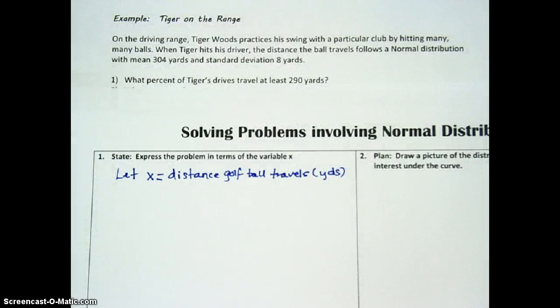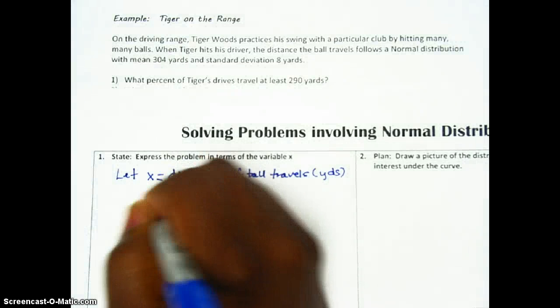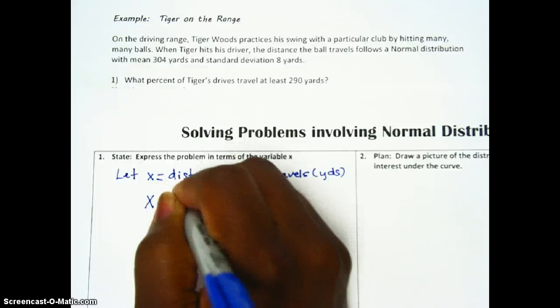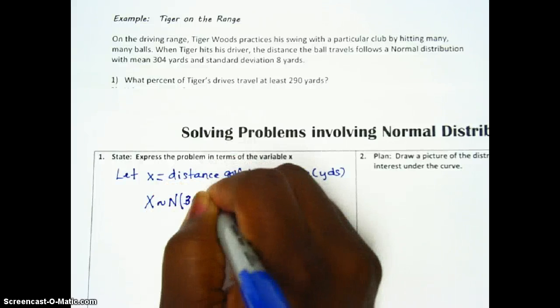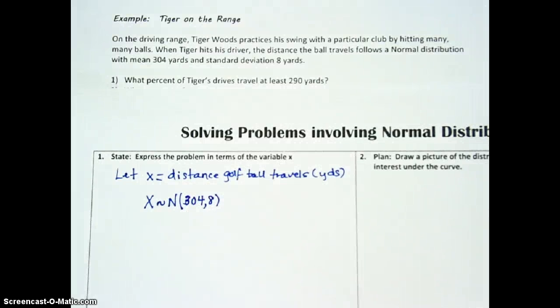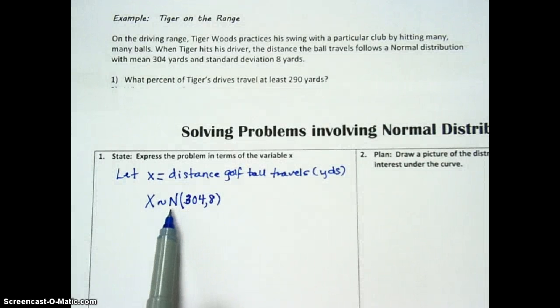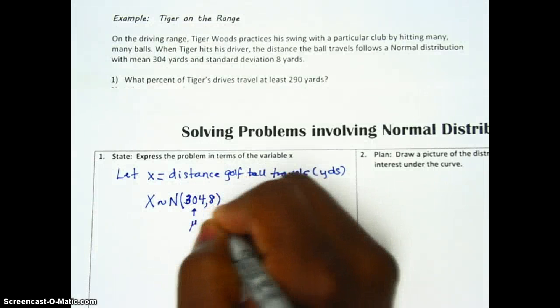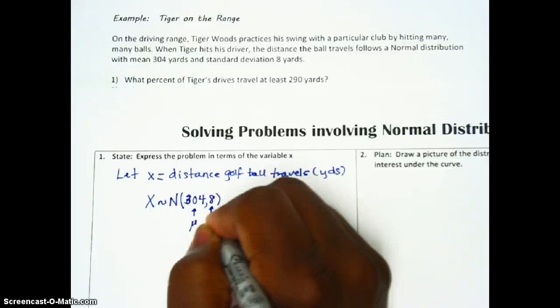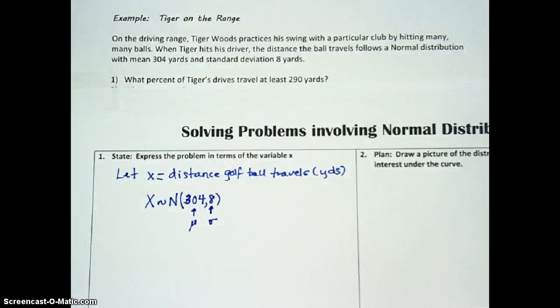Then we want to tell what we know about that variable x. X follows a normal model with a mean of 304 and a standard deviation of 8. Again, the N here says that x follows a normal model. 304 is the mean, mu. 8 is the standard deviation, sigma.